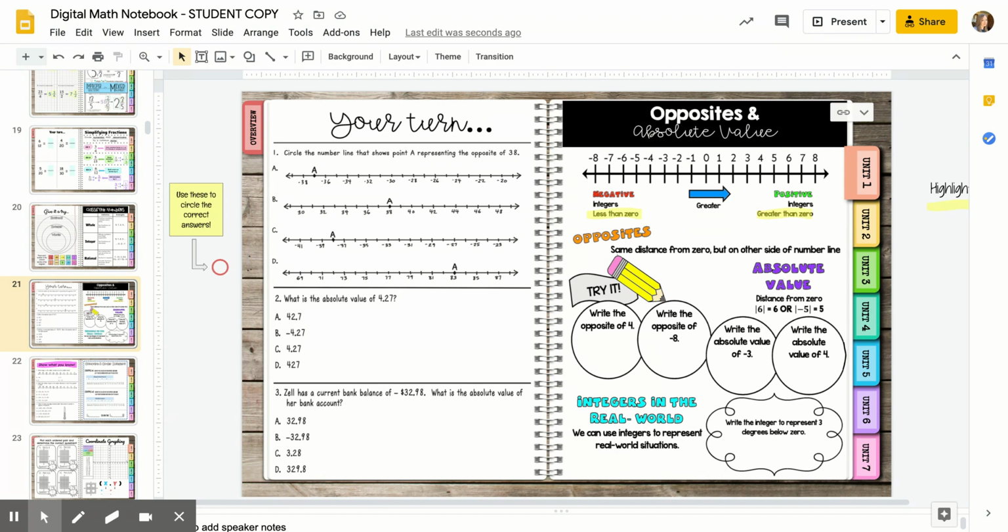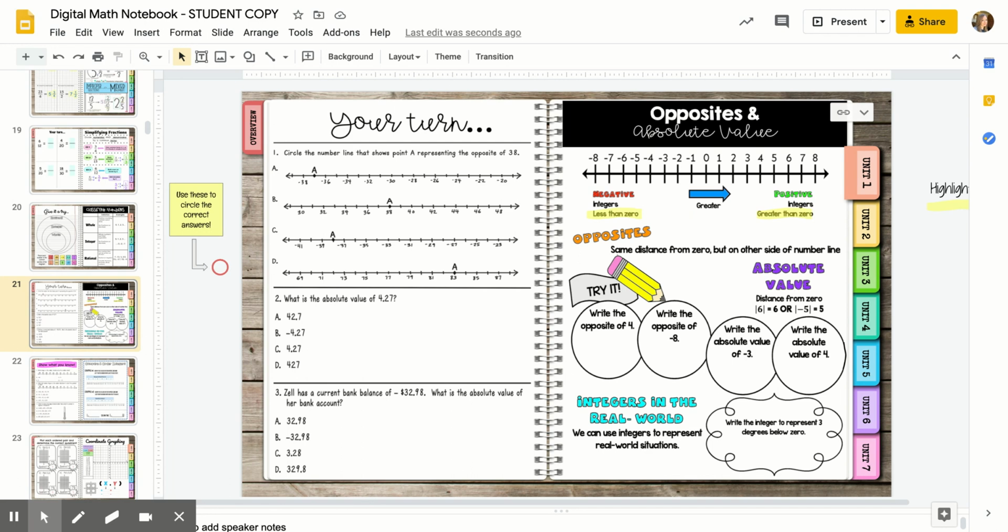Opposites are the same distance from 0, but on the other side of the number line. So if I were to start at 0 and go one space over, I get to 1. If I started at 0 and went one space in the other direction, I get to -1. So 1 and -1 are opposites. Okay, so opposite of 2 would be -2. Opposite of -3 would be 3. So it's just the number that's the same distance, but on the other side of the number line.